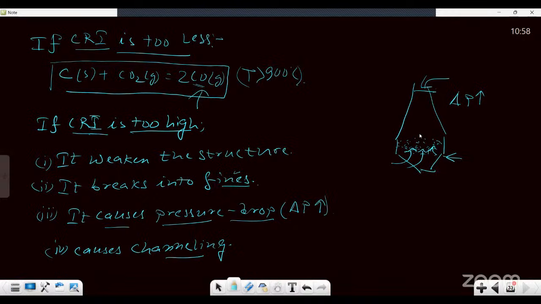Causes channeling. Channeling means what? Channeling means that suppose we have the coke. Now those parts where the permeability is less, from those parts the gases cannot move. Then the gases will try to move from only those parts where they will get the right path to move. From that portion only the gases will be able to pass. So this is called basically channeling. And ultimately it lowers the permeability and reduces the furnace efficiency.